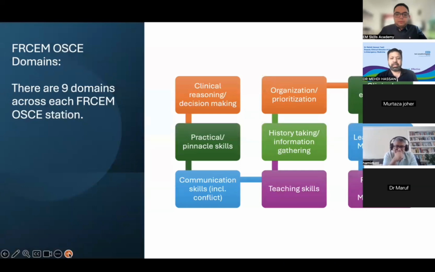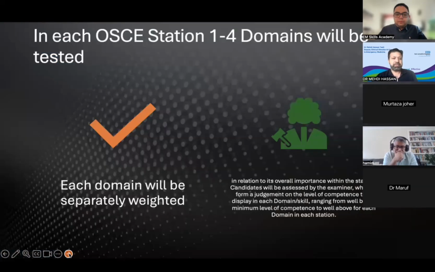In FRCEM, we have 2 extra domains, research and data management. As I said, each OSCE will have 1 to 4 domains. It could be 2, 3, or 4, and each domain will be separately weighted.